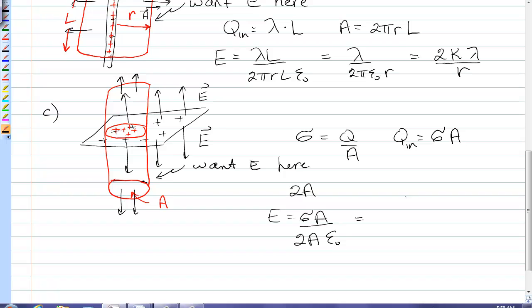Once again, the dimensions of the Gaussian surface have to cancel out because it's arbitrary. So we have sigma over 2 epsilon naught. And notice how the electric field does not depend upon how far away you are from the sheet. It's uniform out to infinity from that sheet.